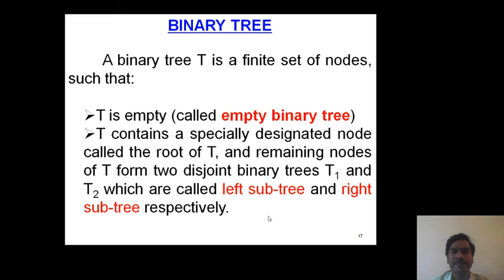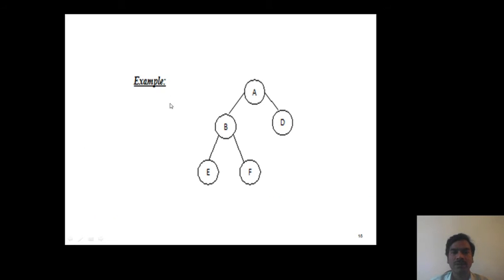So in the binary tree concept, a node has a maximum of 2 children nodes. More than 2 children nodes are not allowed. That is one example. Node A has 2 children nodes, B and D. B has a maximum of 2 children nodes, E and F. Hence, it is a binary tree. Listen students, every binary tree is a tree, but every tree may not be a binary tree.